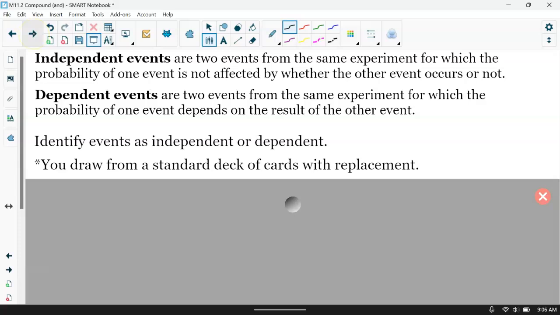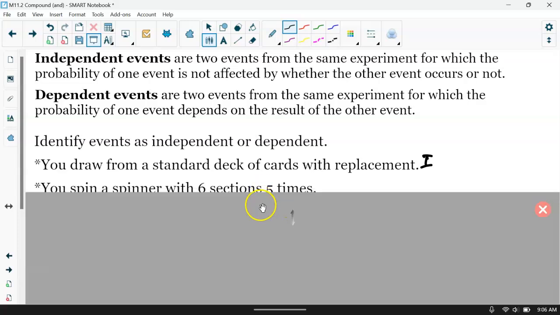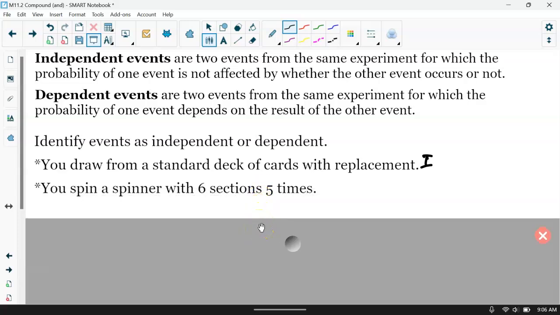Here, you draw from a standard deck of cards with replacement. That would be independent, right? Because you take a card, you put it back with replacement. You spin a spinner with 6 sections 5 times. That is also independent, right? Every time you spin a spinner with 6 sections, does that change the outcome or the probability of every time you spin it? No. Every time you spin the spinner, it is independent.